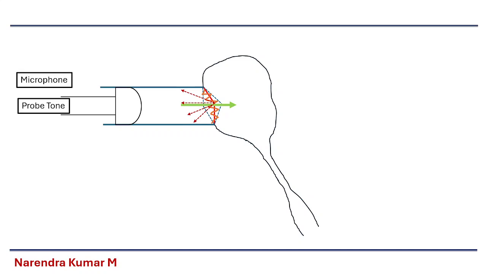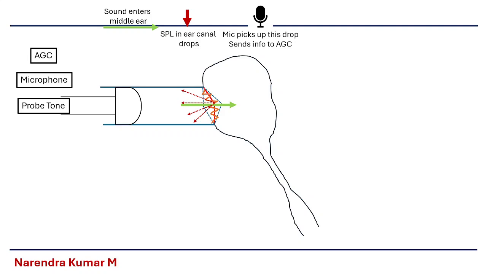The microphone is used to measure the sound pressure level present in the ear canal. It is connected to the automatic gain control. This microphone and the automatic gain control will try to maintain the constant sound pressure level in the ear canal space. When the sound enters into the middle ear, the sound pressure level in the ear canal drops. This is picked up by the microphone and it sends the information to the automatic gain control, which will increase the gain of the probe tone stimulator. So a constant SPL is maintained in the ear canal.